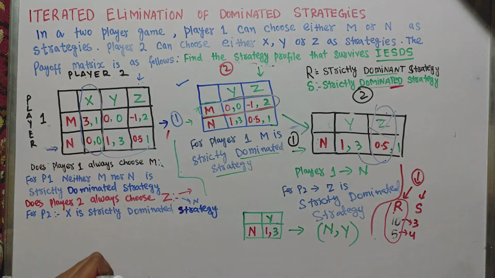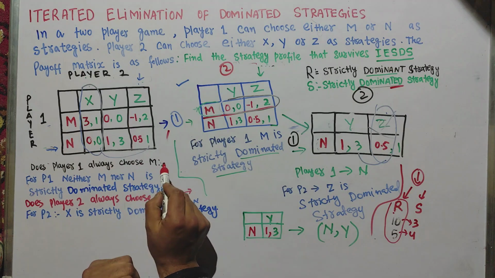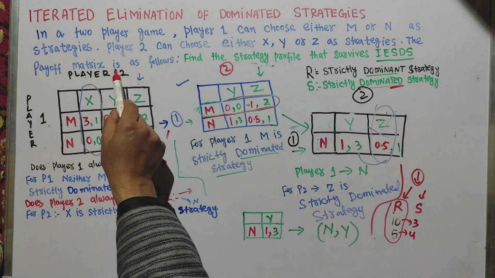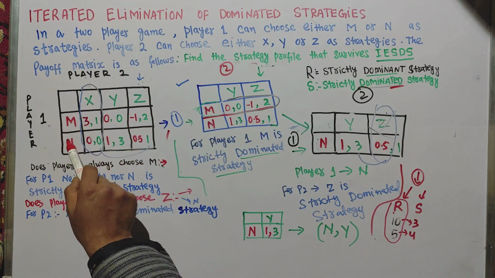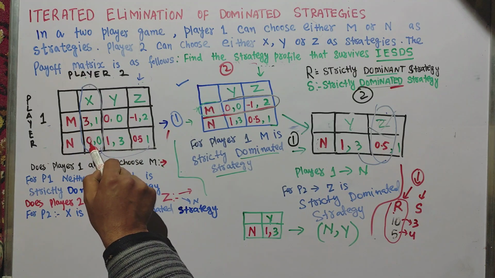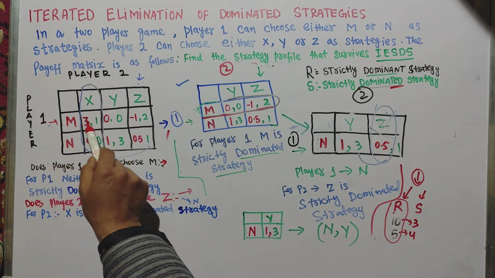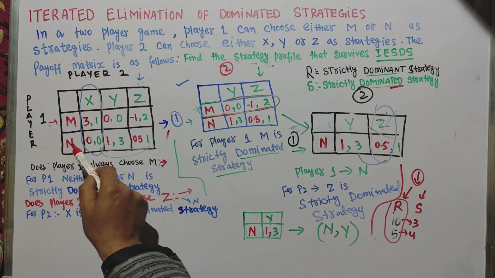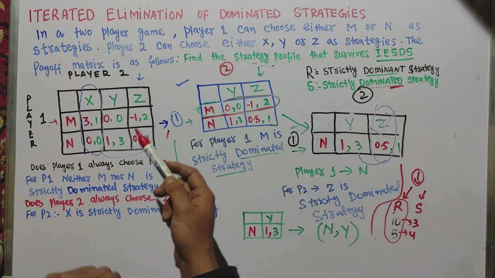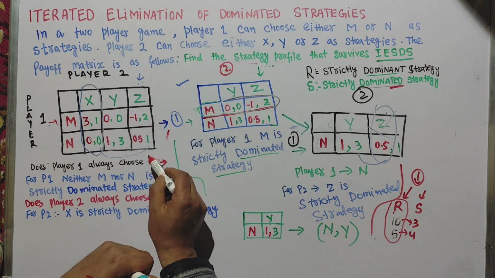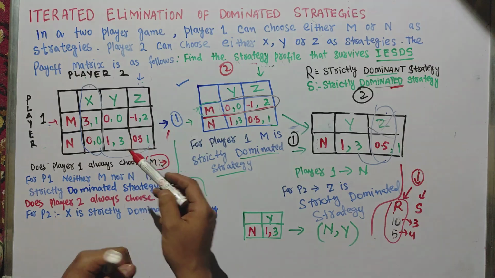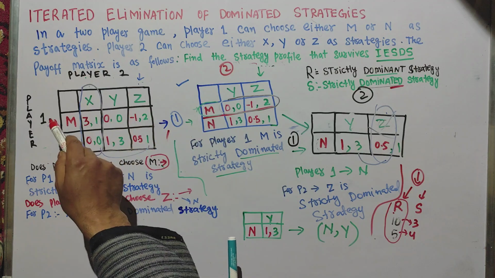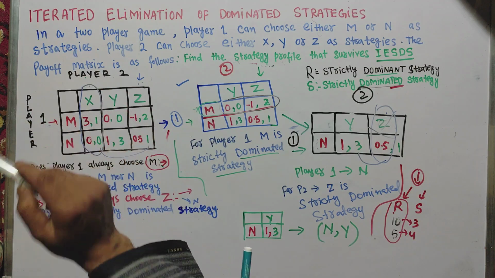Now let us see here. The question is, does player 1 always choose M? When player 2 chooses X, player 1 can choose either M or N. Here you can see 3 is greater than 0, so player 1 chooses M. Fine. When player 2 chooses Y, player 1 chooses N because 1 is greater than 0. Here we can see player 1 is not always choosing M when player 2 changes its strategy from X to Y. So we can say M is not a dominant strategy.